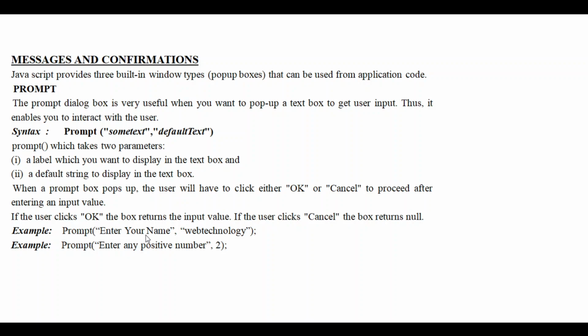Examples: prompt. This is the label which we are giving, that is enter your name, and this is the value for this label, here we are displaying web technology. In the next example, the prompt method has two arguments, a label and a default text. As a label we are giving enter any positive number, and the default value for this is 2. So let's check this prompt method practically.